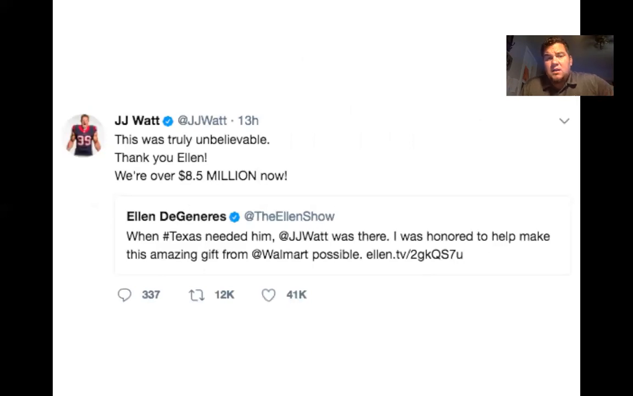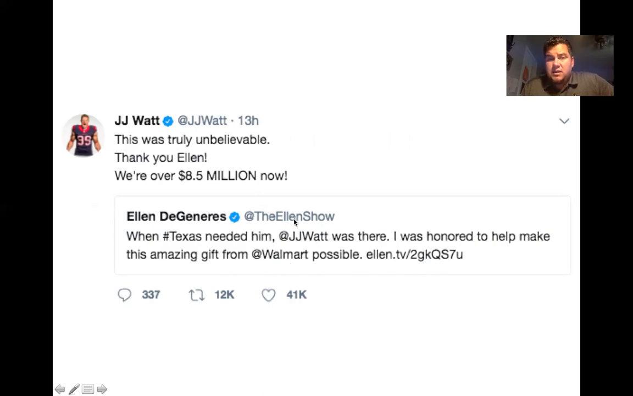Hurricane Harvey again. "This was truly unbelievable. Thank you, Ellen. We're over 8.5 million now." That's from J.J. Watt, famous NFL player for the Houston Texans. Ellen DeGeneres said, "When Texas needed him, J.J. Watt was there." "I was honored to help make this amazing gift from Walmart possible, Ellen."